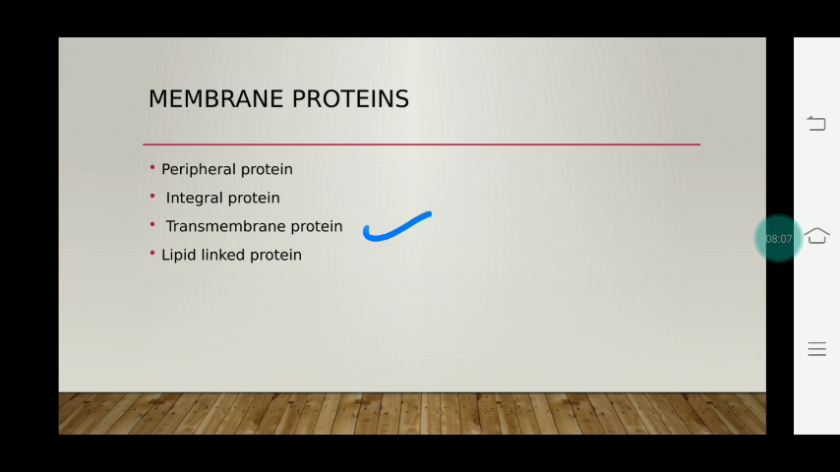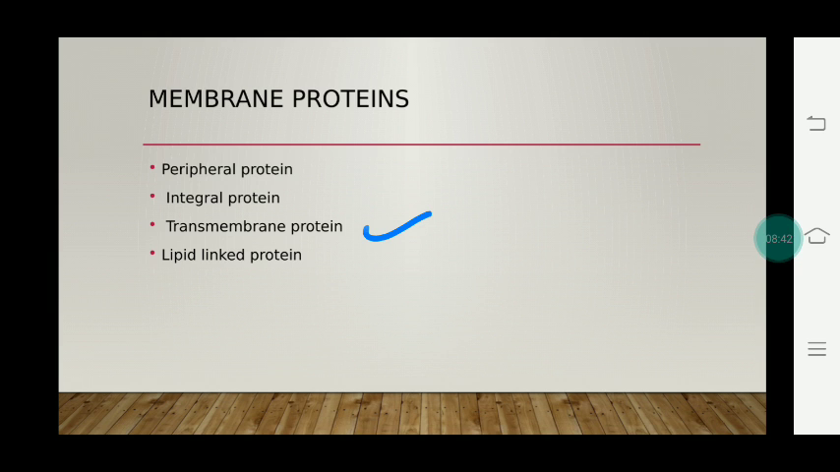All transmembrane proteins are amphipathic. Amphipathic means they have both hydrophilic and hydrophobic nature in one structure. So any structure which has both characteristics, hydrophobic and hydrophilic, is called amphipathic. So all transmembrane proteins are amphipathic.